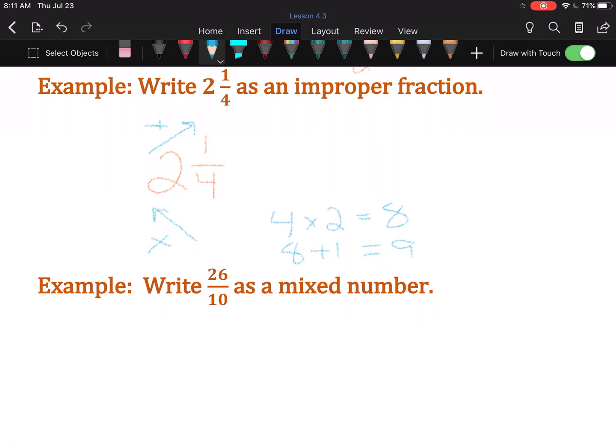We multiply upwards diagonally. 4 times 2 is 8. Take what we got and add diagonally to the right. 8 plus 1 is 9. So 2 1/4 is 9/4.